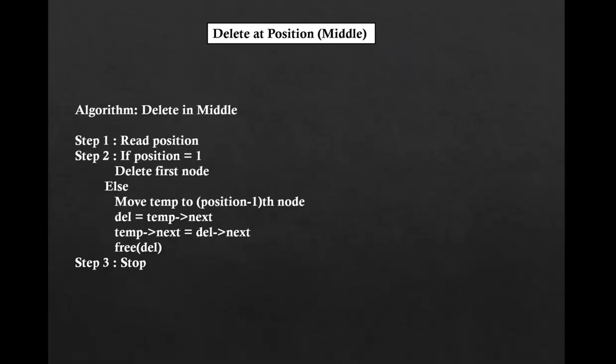So now let us understand deletion in the middle or at a position. For this you have to read the position from the user. If the position is 1, you have to delete the first node. It is like deletion at the beginning. Or else, you move to that particular position. Say for example, the linked list contains nodes 1, 2 and 3. Head always points to the first node. Head has the address of the first node. So you use something called del here.